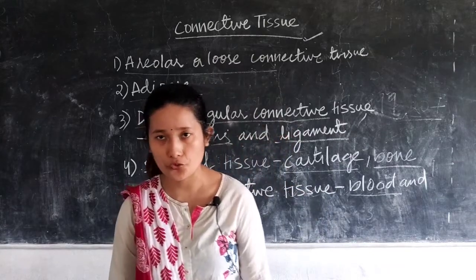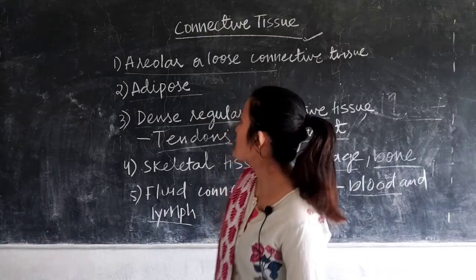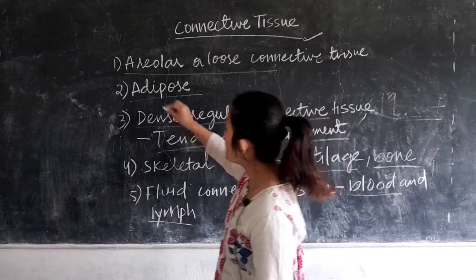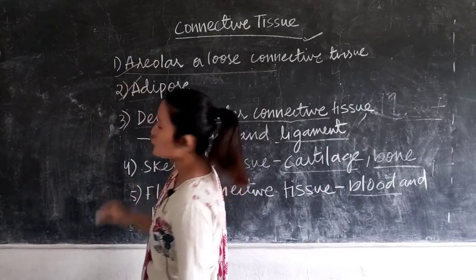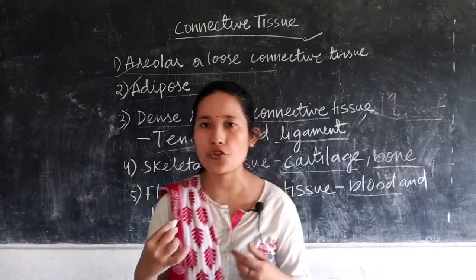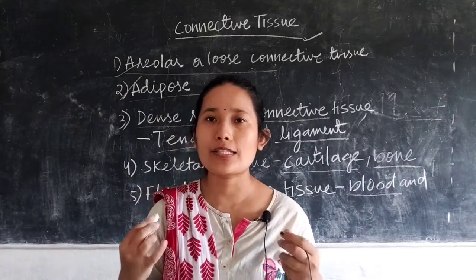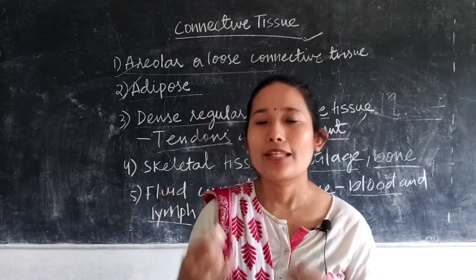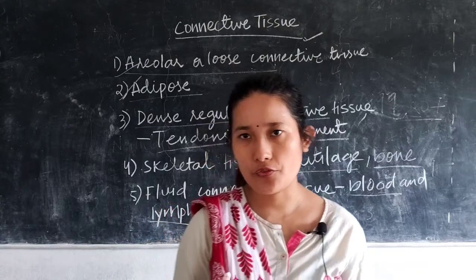Now first let us discuss the areolar or loose connective tissue. This areolar and adipose tissue acts like a packaging material for the cells because they are present in between the cells, thus keeping the two cells intact. So they act like a packaging material for our body.